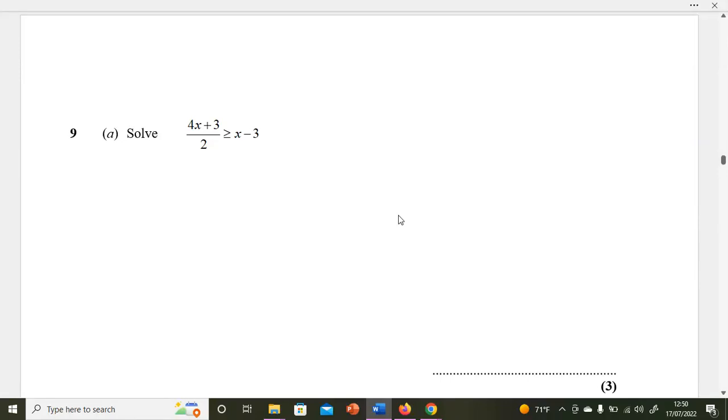Let's do this question. I'm going to rewrite this. So that will be (4x + 3)/2 is greater than or equal to x minus 3. I'm going to write this in the form of this fraction here, so I'm going to put it over 1.